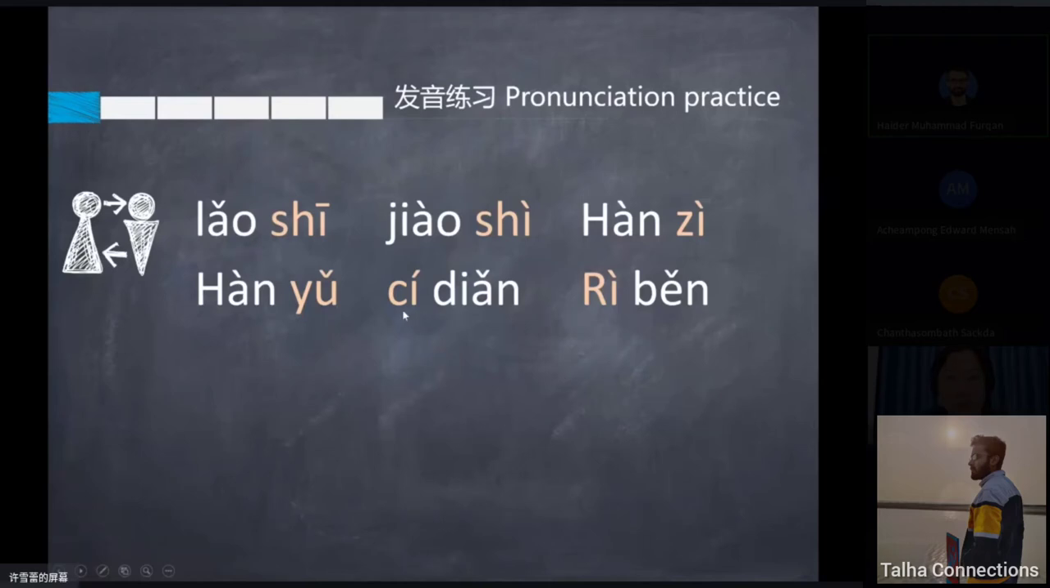Next one. Try this one. 汉语, Chinese language. 词典, dictionary. 日本, Japan, the country Japan.